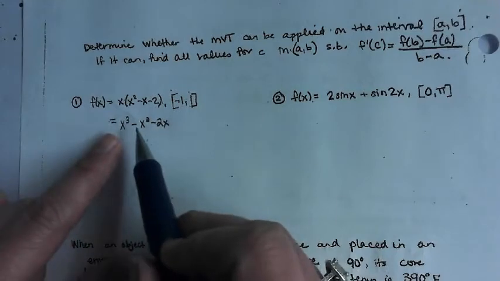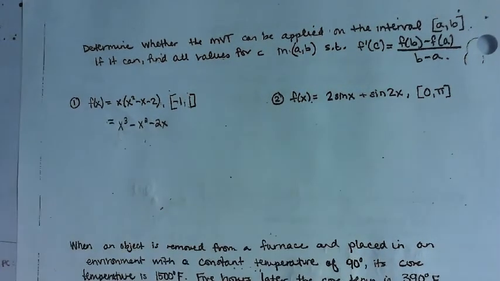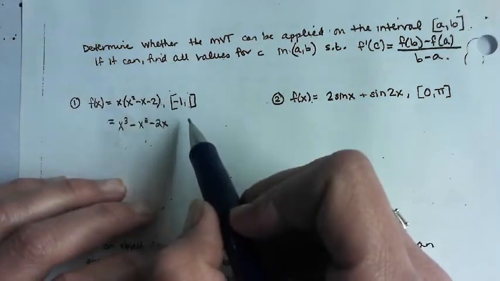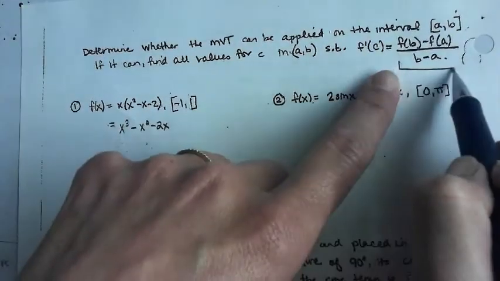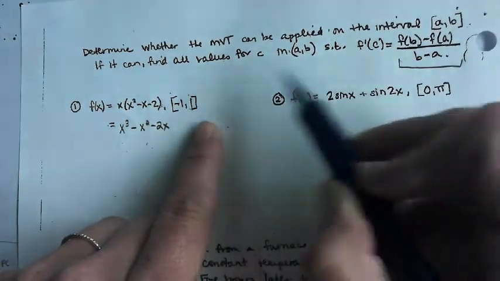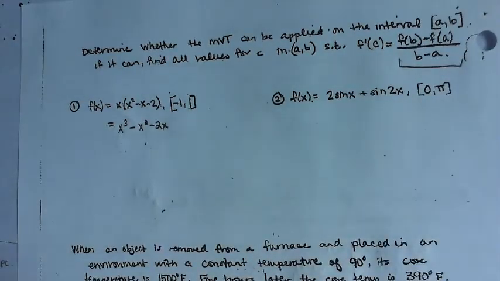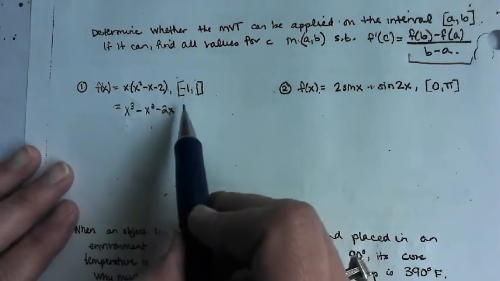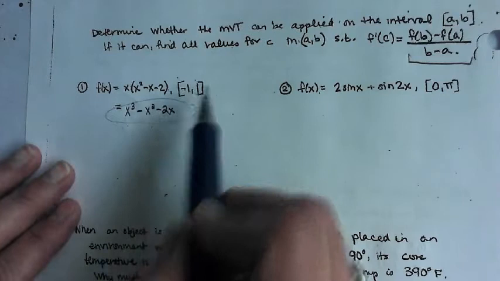Is that differentiable on the entire interval from negative 1 to 1? Yes, it's just a cubic polynomial, so we don't have any tricky things to worry about. No asymptotes, no holes, no sharp corner points. So we're good with differentiable and continuous. Now we just need to find the average rate of change on that interval, and then we'll find the location. So go ahead and find the average rate of change of this function from negative 1 to 1.